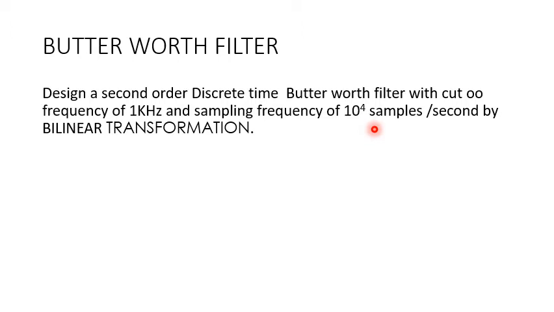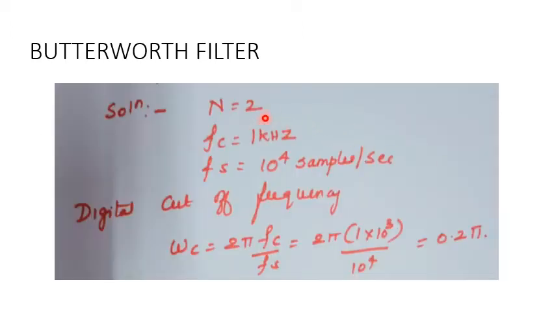Now first let us calculate the digital cutoff frequency. They had given n equal to 2, fc equal to 1 kilohertz and fs is 10 power 4 samples per second. So the digital cutoff frequency we can calculate as omega c equal to 2 pi fc over fs, which is 0.2 pi radians. So omega c is 0.2 pi radians.